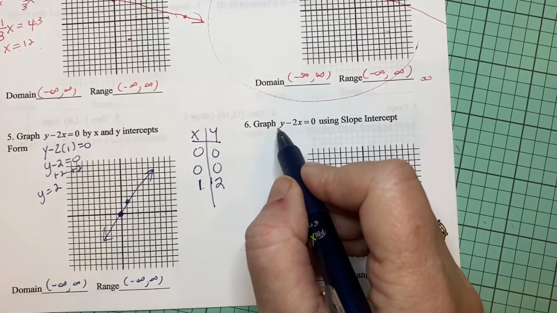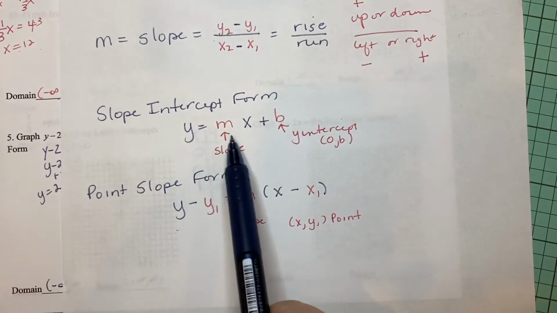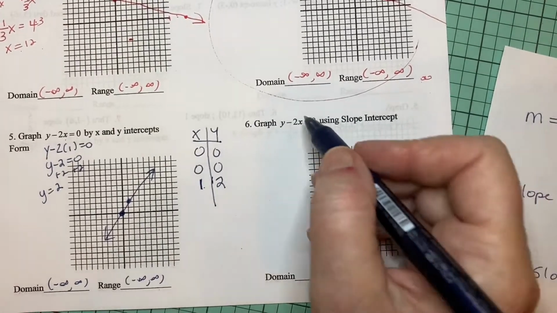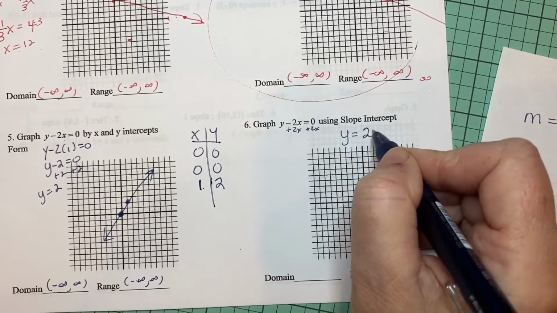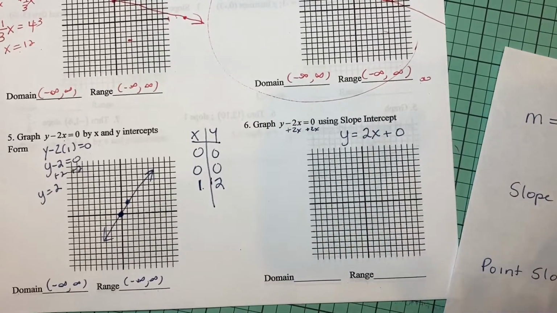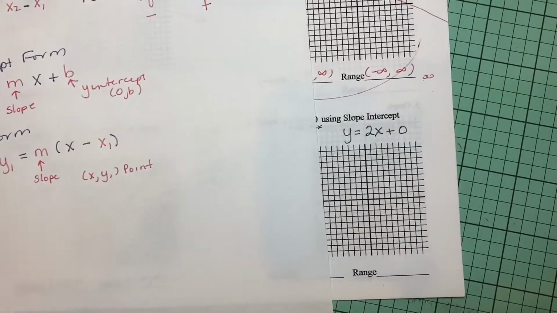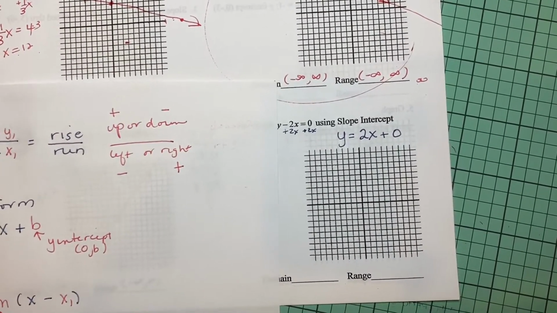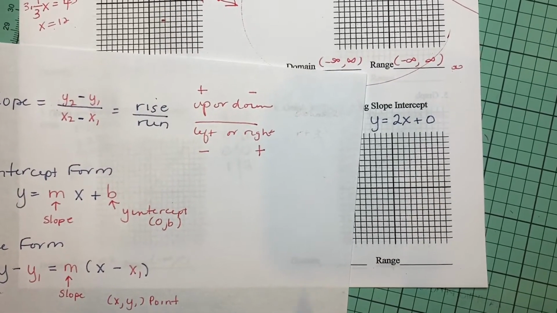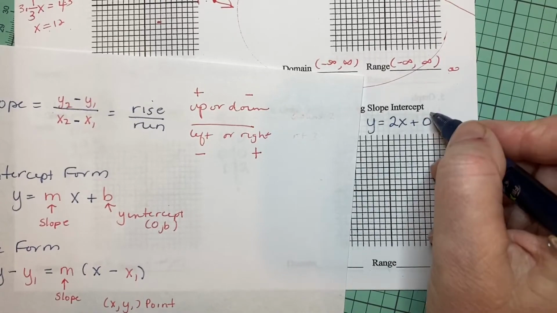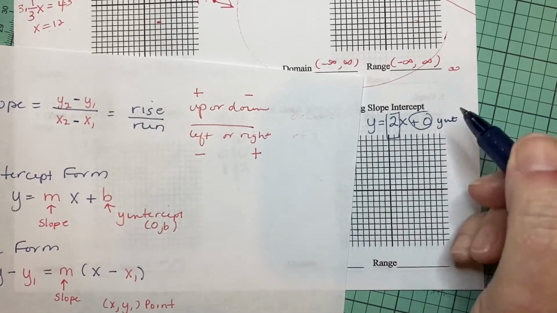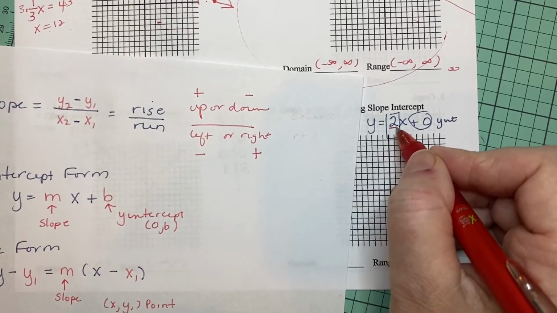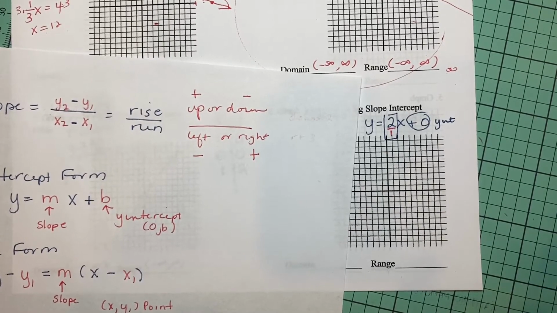For slope-intercept, I need to get y by itself and my 2x on the other side, because remember we're using this formula. We want it to be y equals mx plus b. So all you have to do is move the 2x over. It's like adding a 2x to each side. So we get y equals 2x plus 0. Comparing it to the formula, my y-intercept is 0, and my slope is 2, but slope has to be a fraction. Anytime you need something to be a fraction, you can put it over 1.